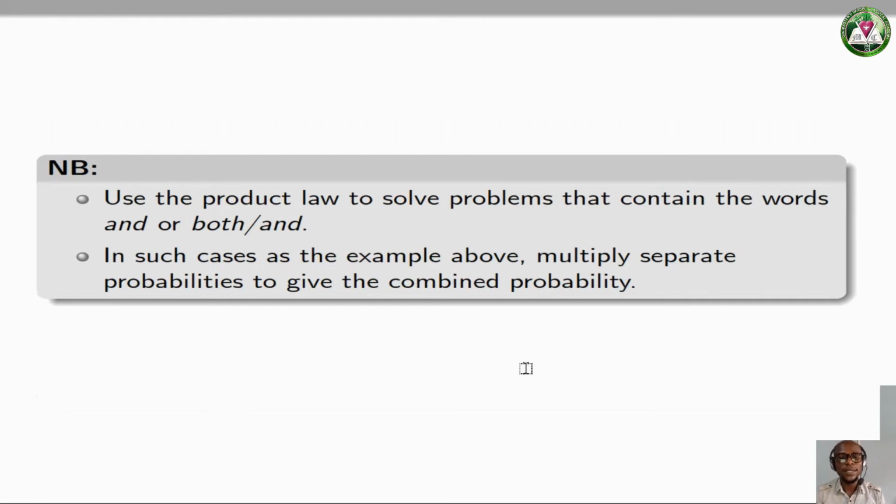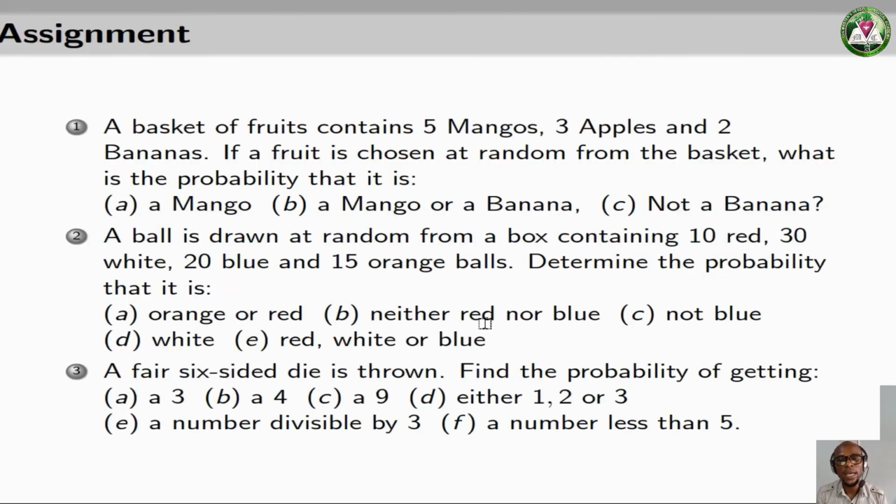Alright, you should note that you use the product law to solve problems that contain the words and, or, both, and. So when you see the words "and", "both" combined in a sentence, then that tells you that you should use the product law. Now, in such cases as the example above, multiply separate probabilities to give the combined probability, as we've seen earlier.